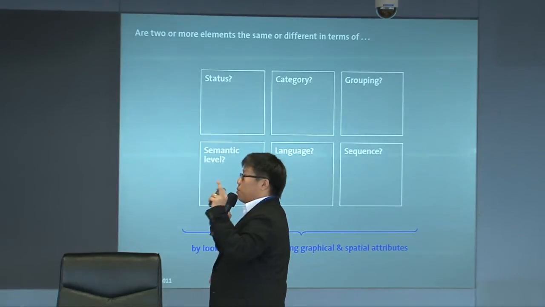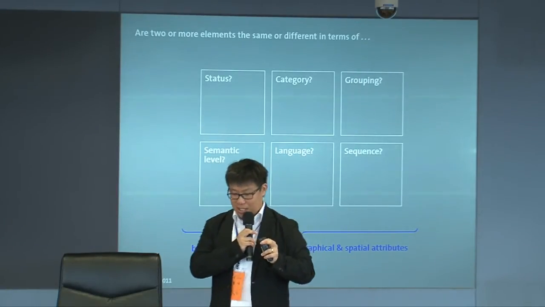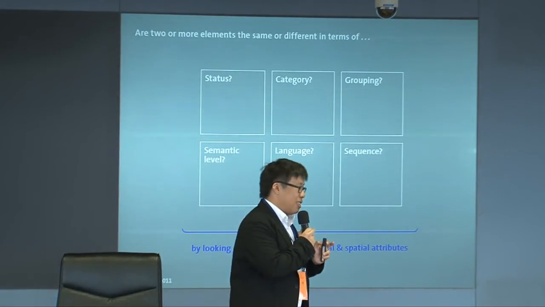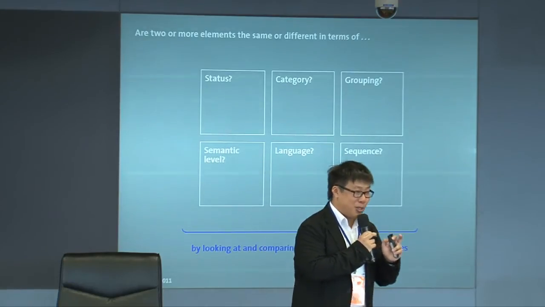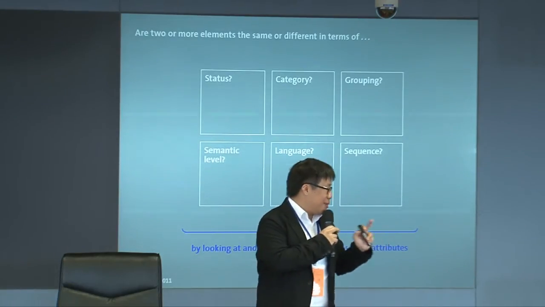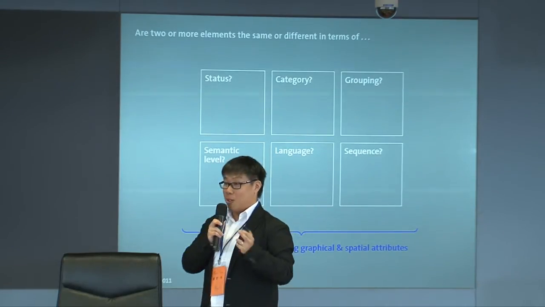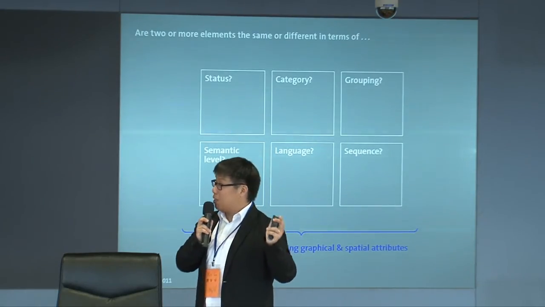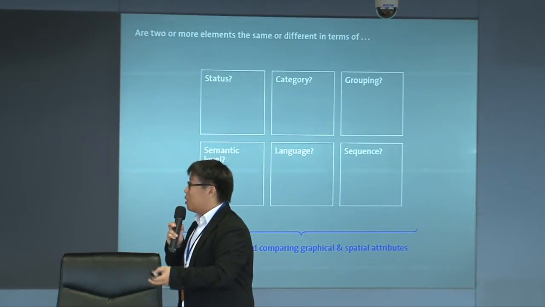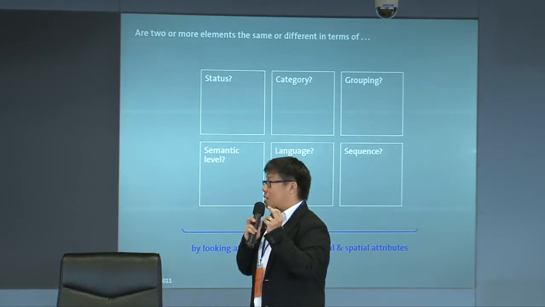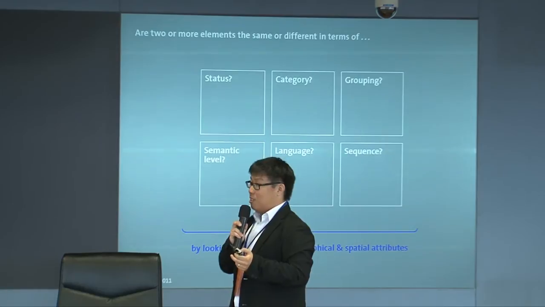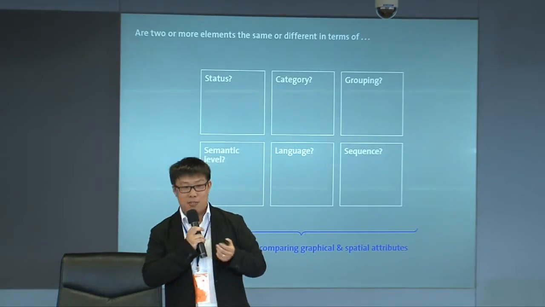So when we talk about same and difference, when I was thinking about the title for this symposium, Roman and I came up with this together. What do we mean by that? Same in terms of status, or different, category of information, grouping, semantic level, language, sequence. These are the things that we have to consider.